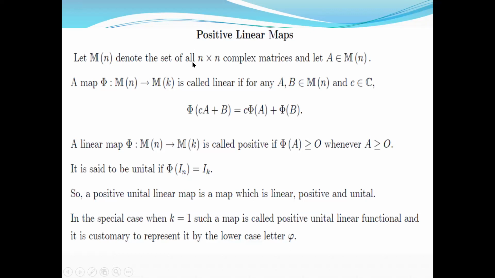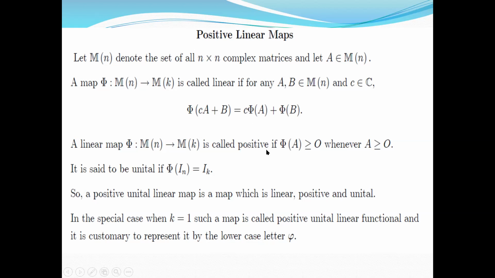Let Mn denote the set of all n by n complex matrices and let A belong to Mn. A map phi from Mn to Mk is called linear if for every A, B belonging to Mn and C any complex number, we have phi of C A plus B is equal to C phi A plus phi B. Then this is a linear map.